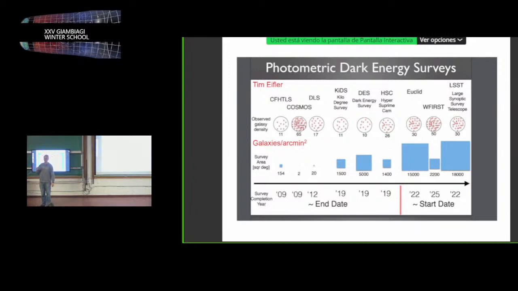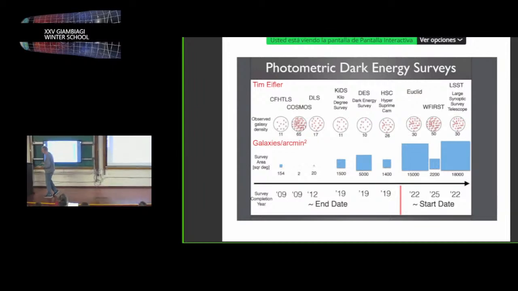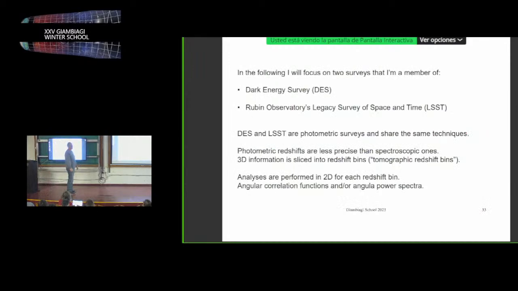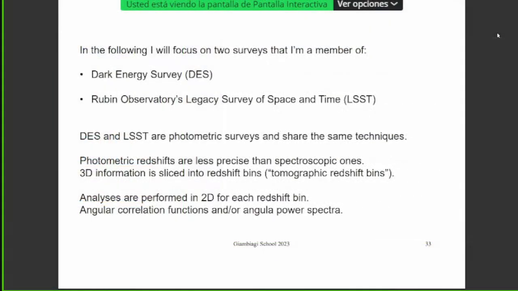Now, LSST will not have shifts anymore. I don't know if DESI has shifts, but LSST will not have shifts, unfortunately. Anyway, it was a great experience. Okay, so I'm not going to finish this lecture.